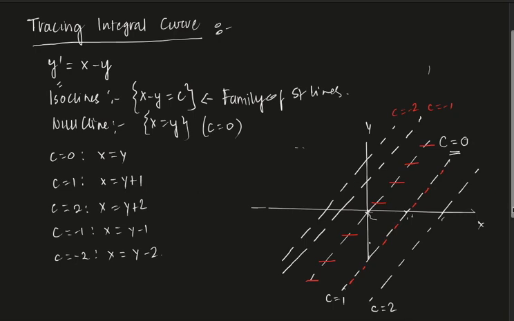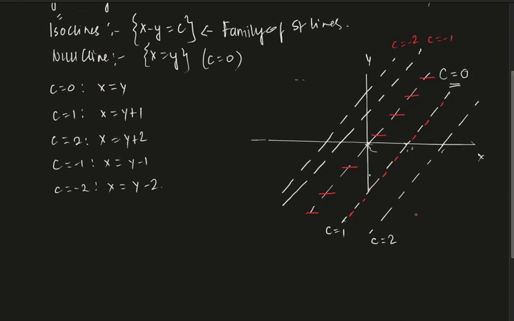Similarly, if you draw c equals 2, that will be a little more upwards. The slope is a little more upwards than for c equals 1. And it will go on, you understand. The more you go, c equals 2, 3, 4, 5, it will go more up and up.